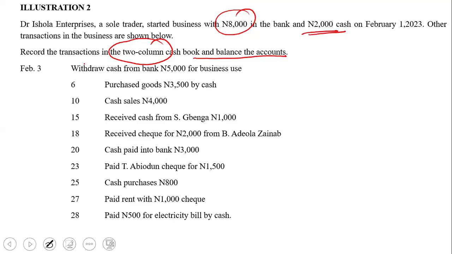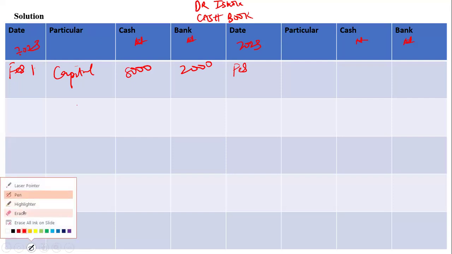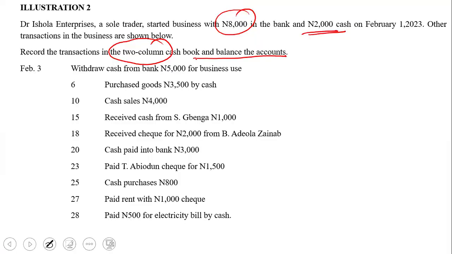Where did they keep the money? They said 8,000 in the bank. They have 8,000 and 2,000 in the cash. So you can see this is a mistake. So let's quickly correct that mistake. The 8,000 is in the bank, while the 2,000 is cash. Can you really do that? 2,000, 8,000. Correct. Now let's move to the next one.